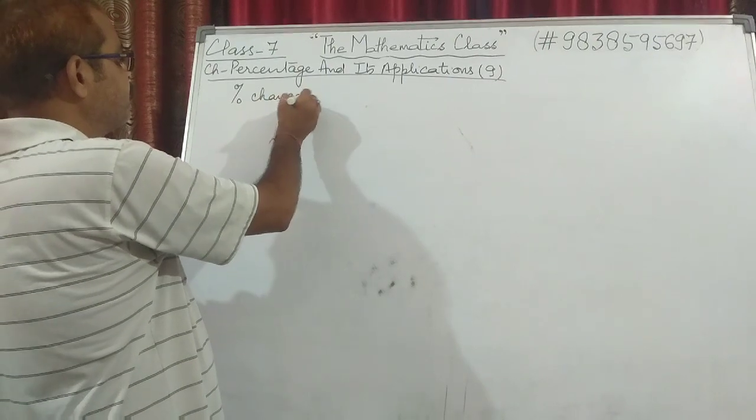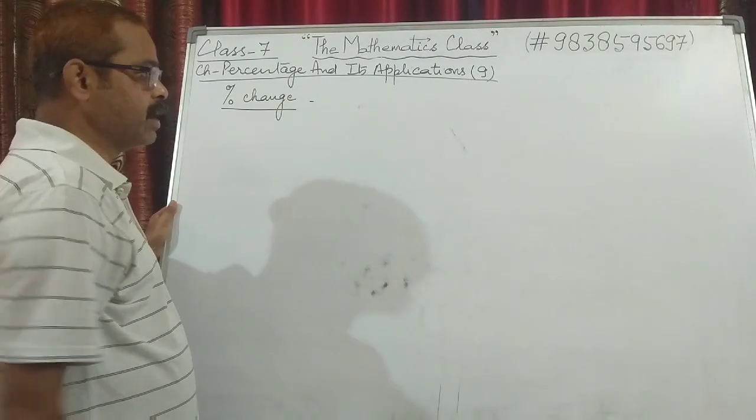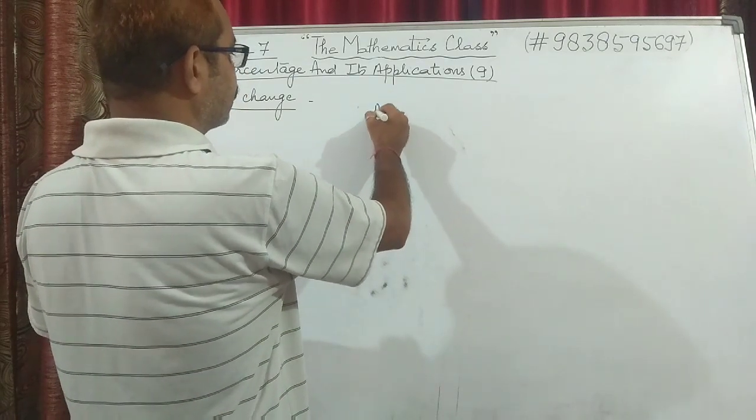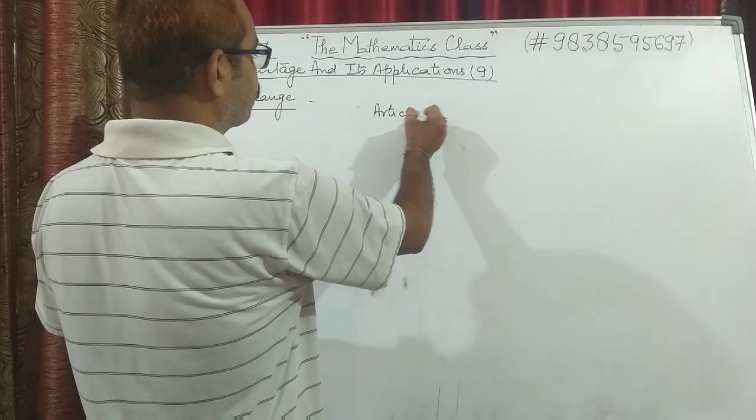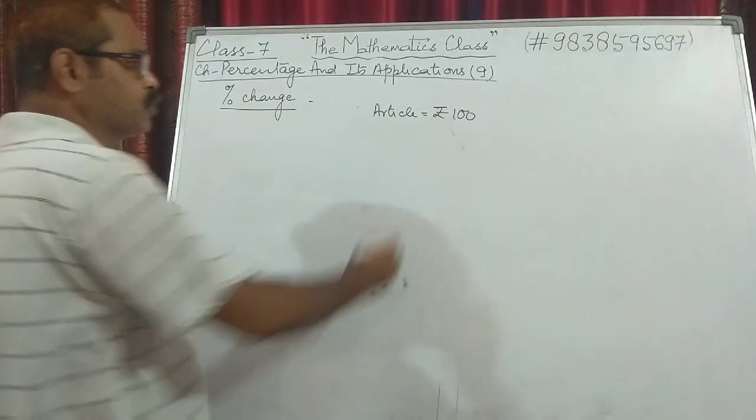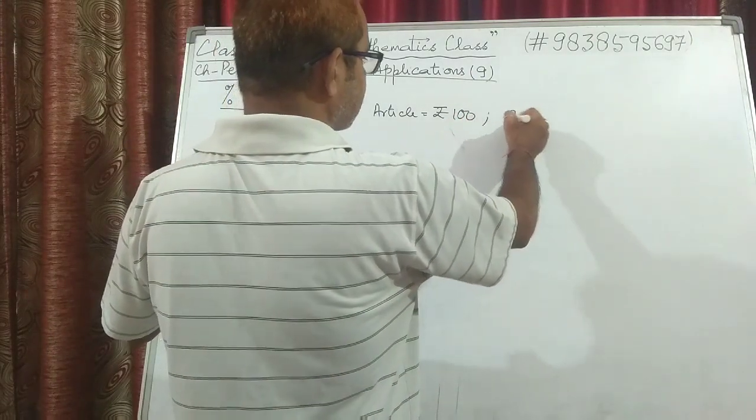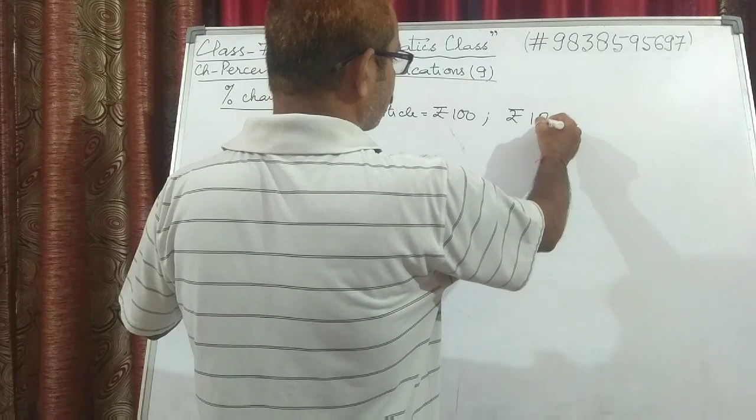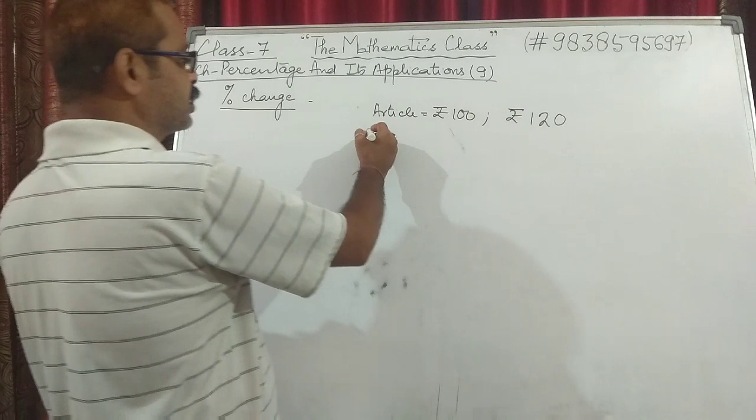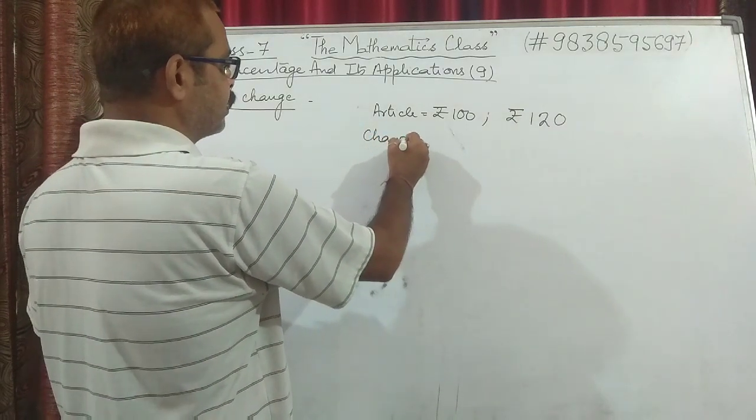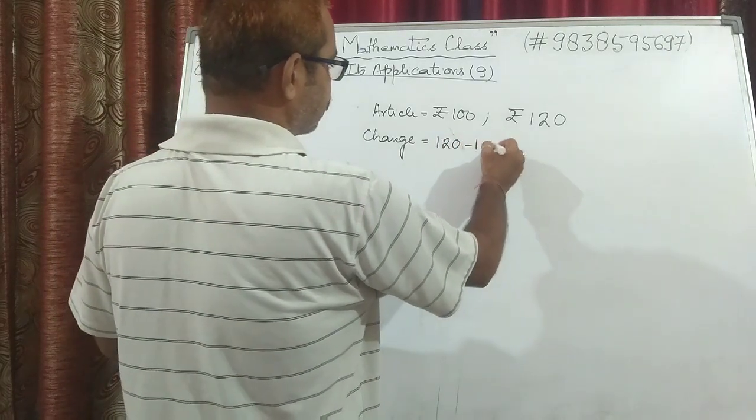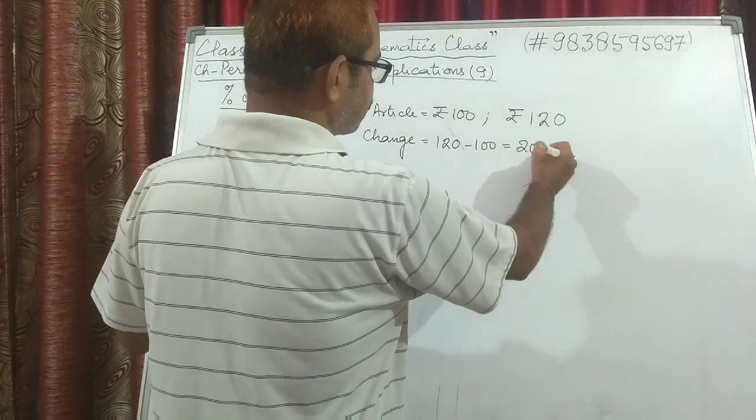Now what is the meaning of percentage change? Let's say I purchased some article for rupees 100, but now after 2 months that article is being sold at rupees 120. So what will be the change in the price of the article? So change will be 120 is the final price and initially it was rupees 100. So that is 20 rupees change.